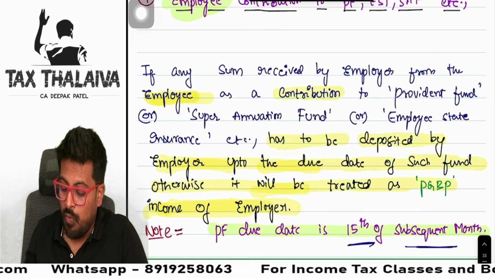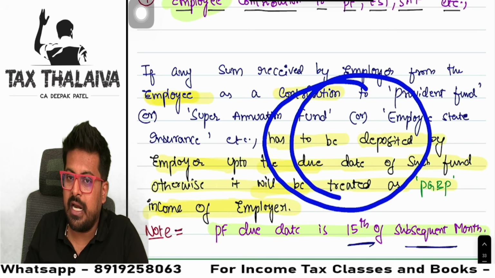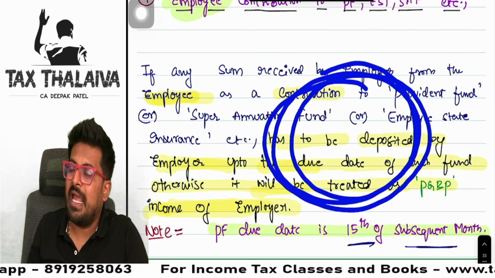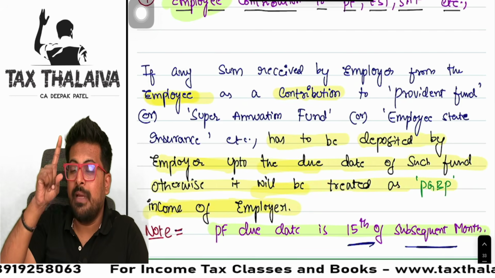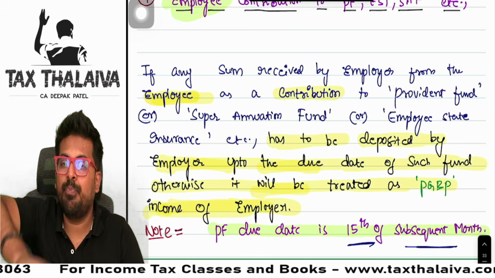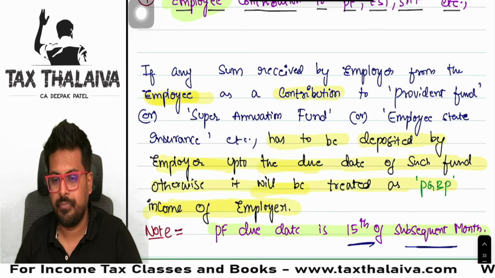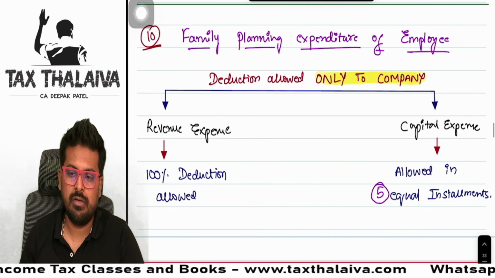In that case, whatever amount has been deducted by the employer from the employee's salary will become income of the employer, and the employer has to pay tax on that. It is not allowed as deduction.